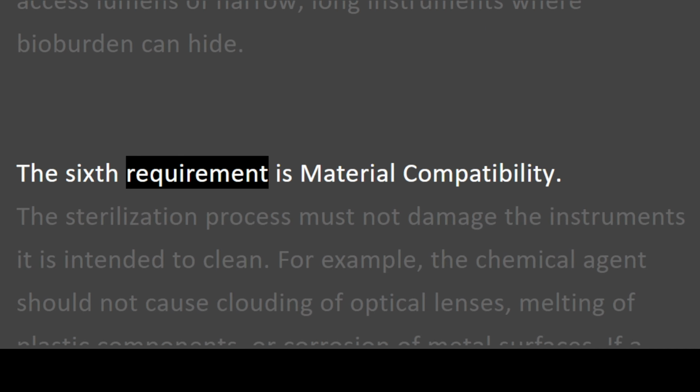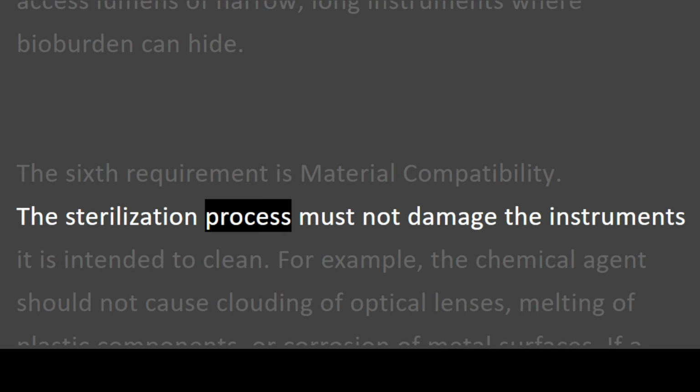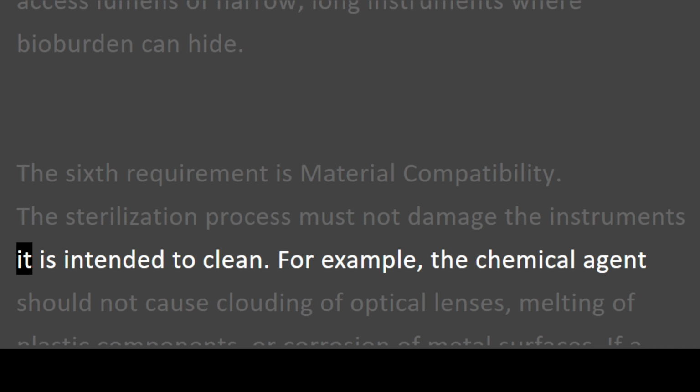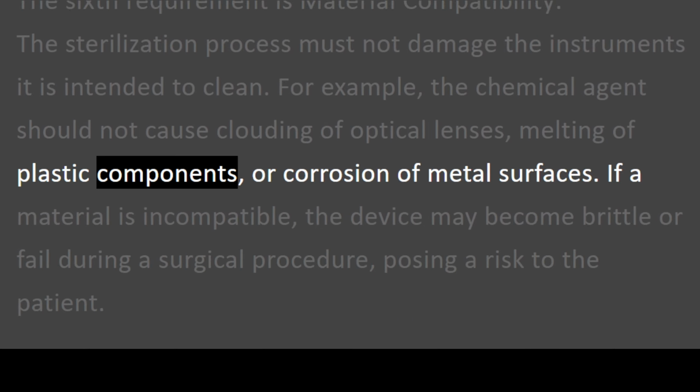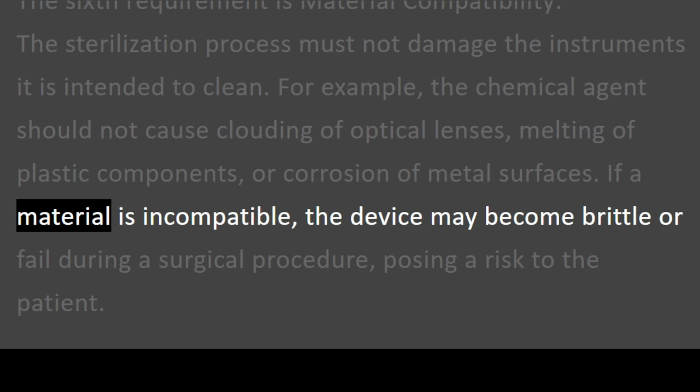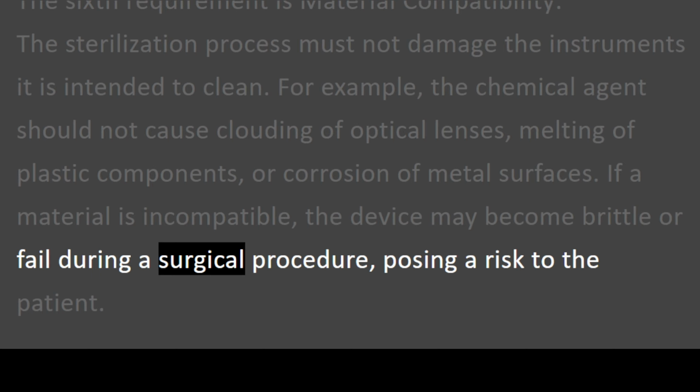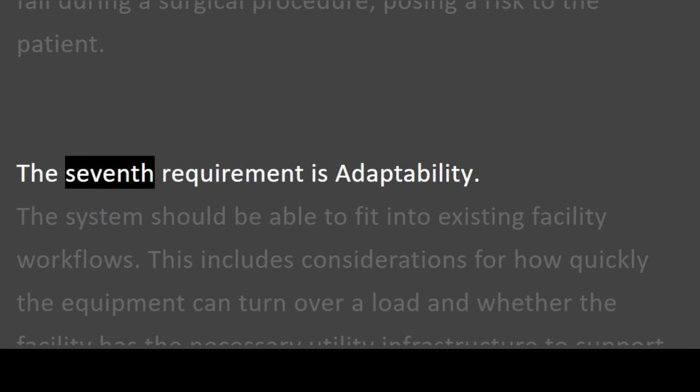The sixth requirement is material compatibility. The sterilization process must not damage the instruments it is intended to clean. For example, the chemical agent should not cause clouding of optical lenses, melting of plastic components, or corrosion of metal surfaces. If a material is incompatible, the device may become brittle or fail during a surgical procedure, posing a risk to the patient. The seventh requirement is adaptability.